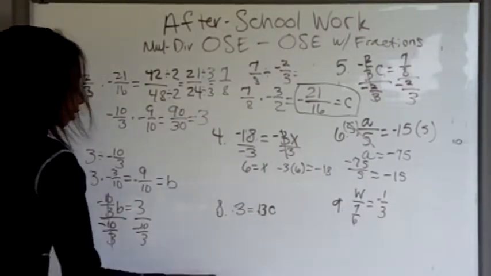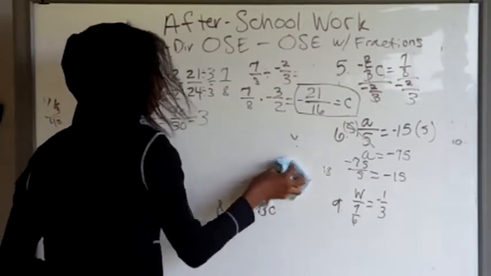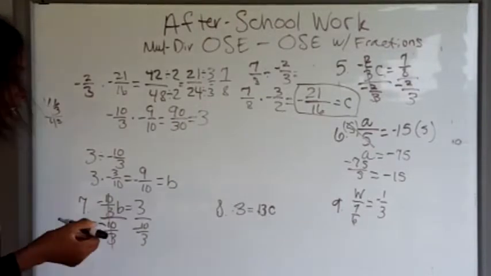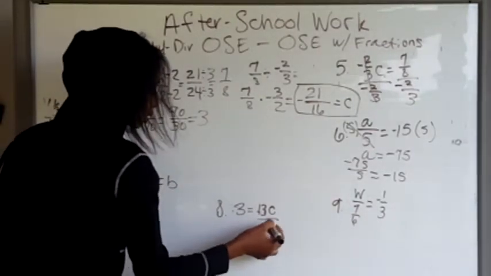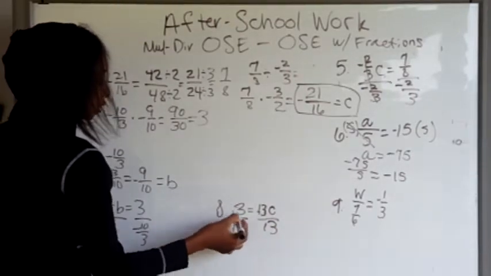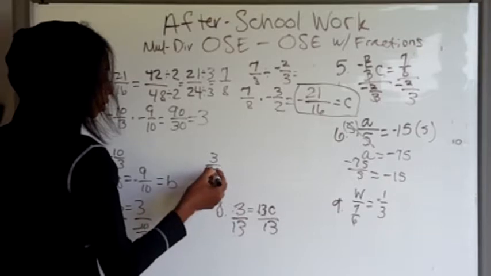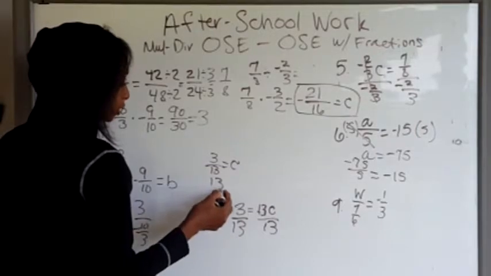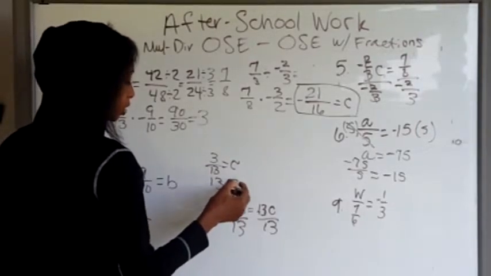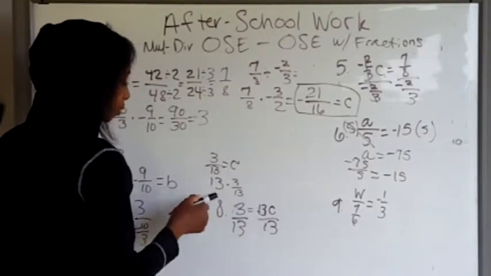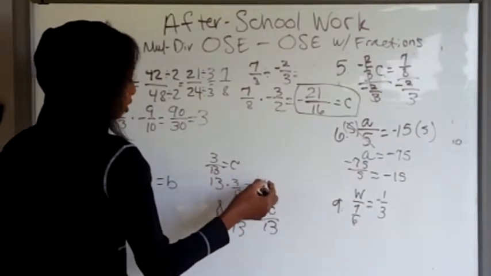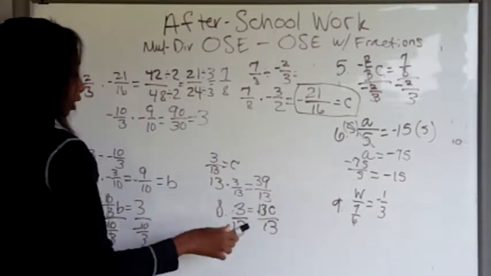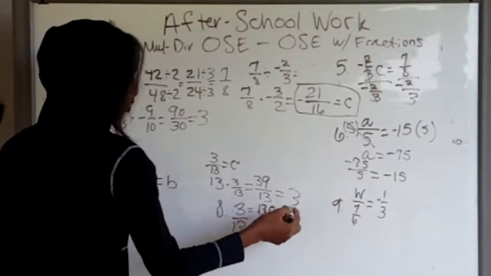Alright, for number 8, we have 3 equals 13 times c. So we divide by 13 to get the c alone. So we have 3 divided by 13. So 3 divided by 13 equals c. So we plug that in. We have 13 times 3 over 13, which 13 times 3 is going to be 39. And then 13 times 1 is going to be 13. And if we divide 13 into 39, it's going to be 3.